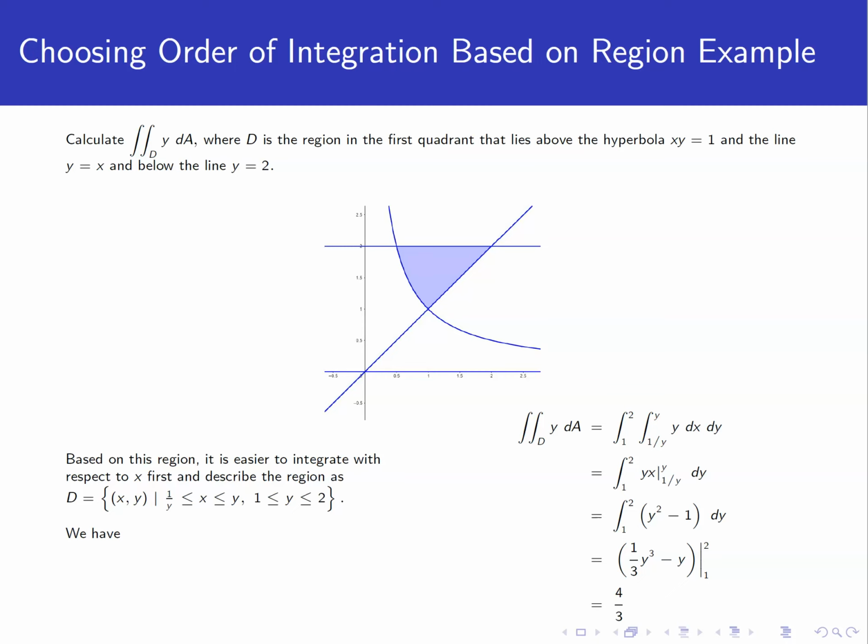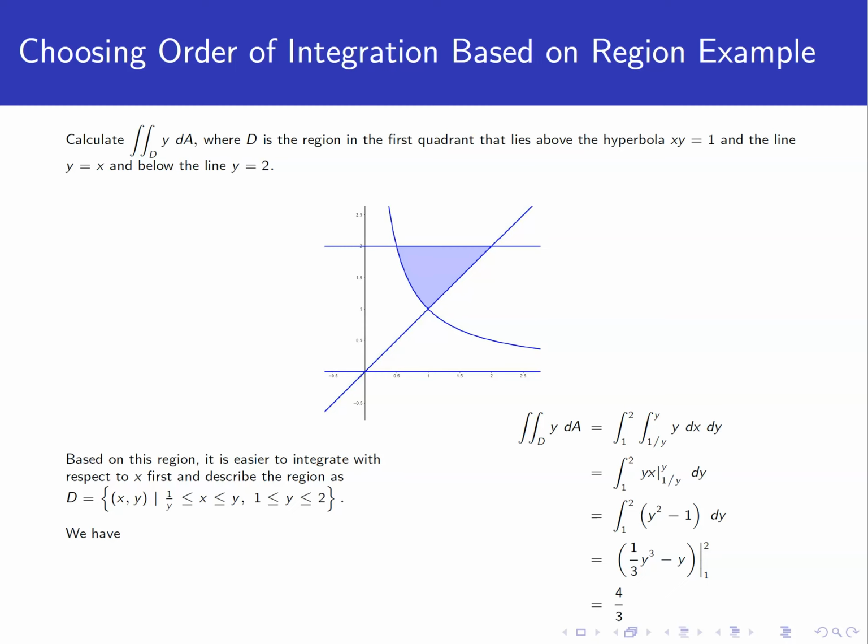In this video, we are going to look at an example of trying to figure out which order to integrate in for a double integral based on what the region looks like. So this one's asking us to calculate the double integral over the region D of y dA, and D is that region that's drawn for you there.